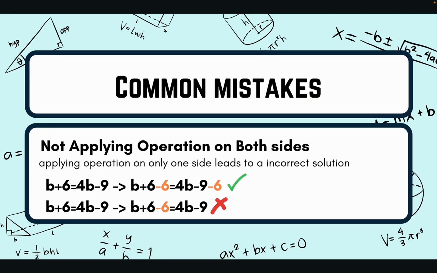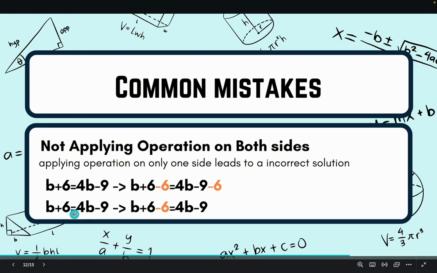These are some common mistakes people make when they solve equations. So the first one is not applying the operation on both sides. You always have to apply the operation on both sides of an equation to get a correct answer. So here's an example.